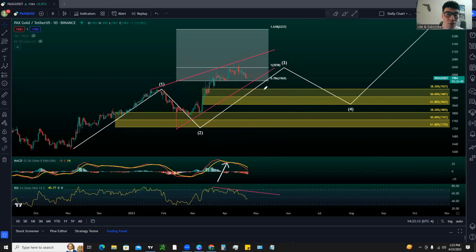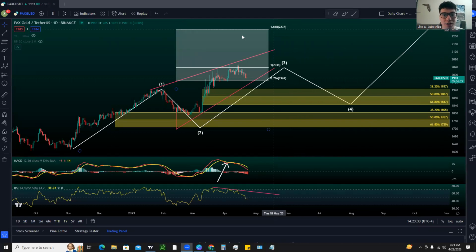Now, we do have the bullish 5-wave count, and that would take us up to about 2237. But there's a lot of work to be done beforehand. That's only if we're going to get a healthy retracement back for wave 4 and hold in our major retracement levels, and then continue up for a wave 5. That could potentially take us up to 2237.